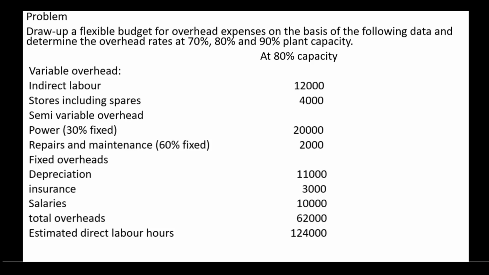The total overheads are 62,000 and the estimated direct labor hours. Estimated direct labor hour, that is 1,24,000. So using this estimated direct labor hour, we find out direct labor rate. That is the direct labor hour rate.